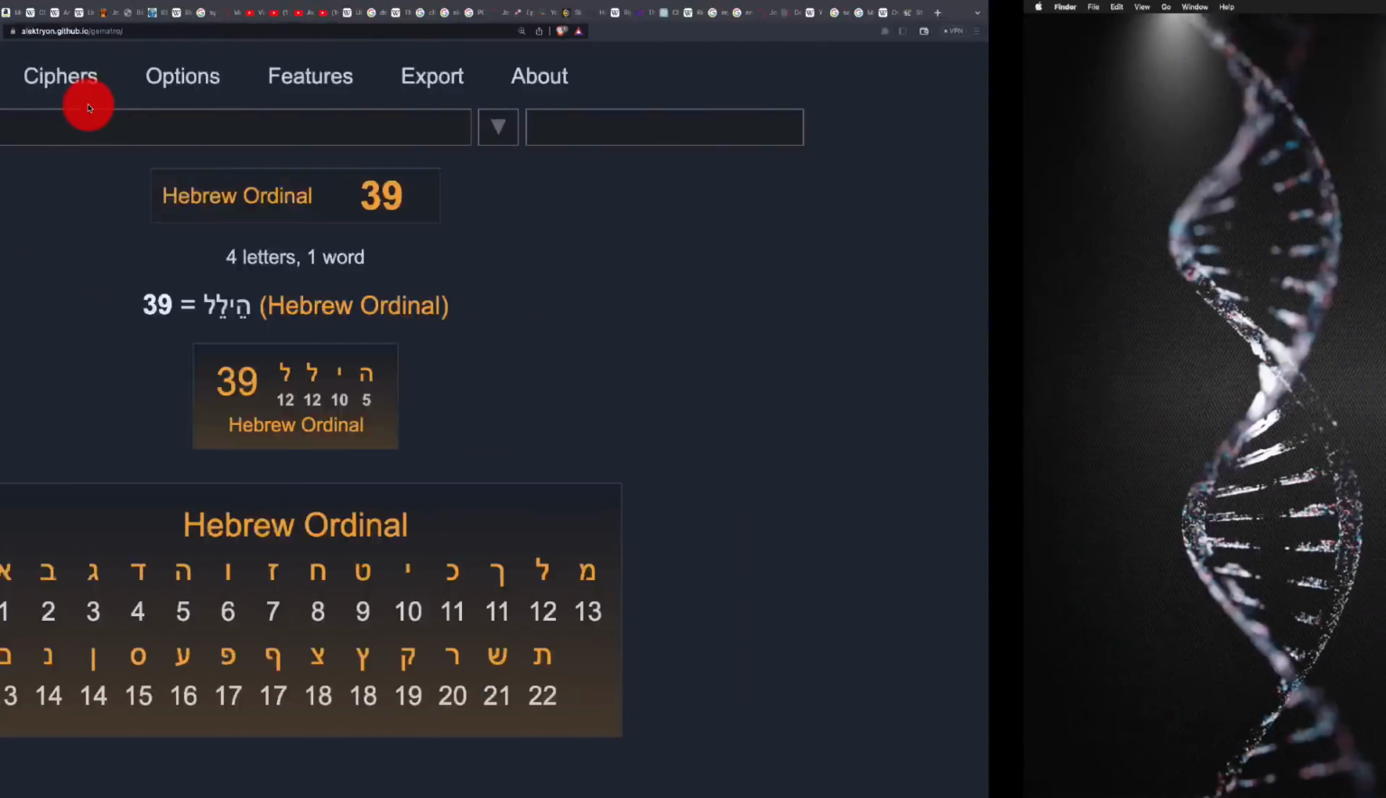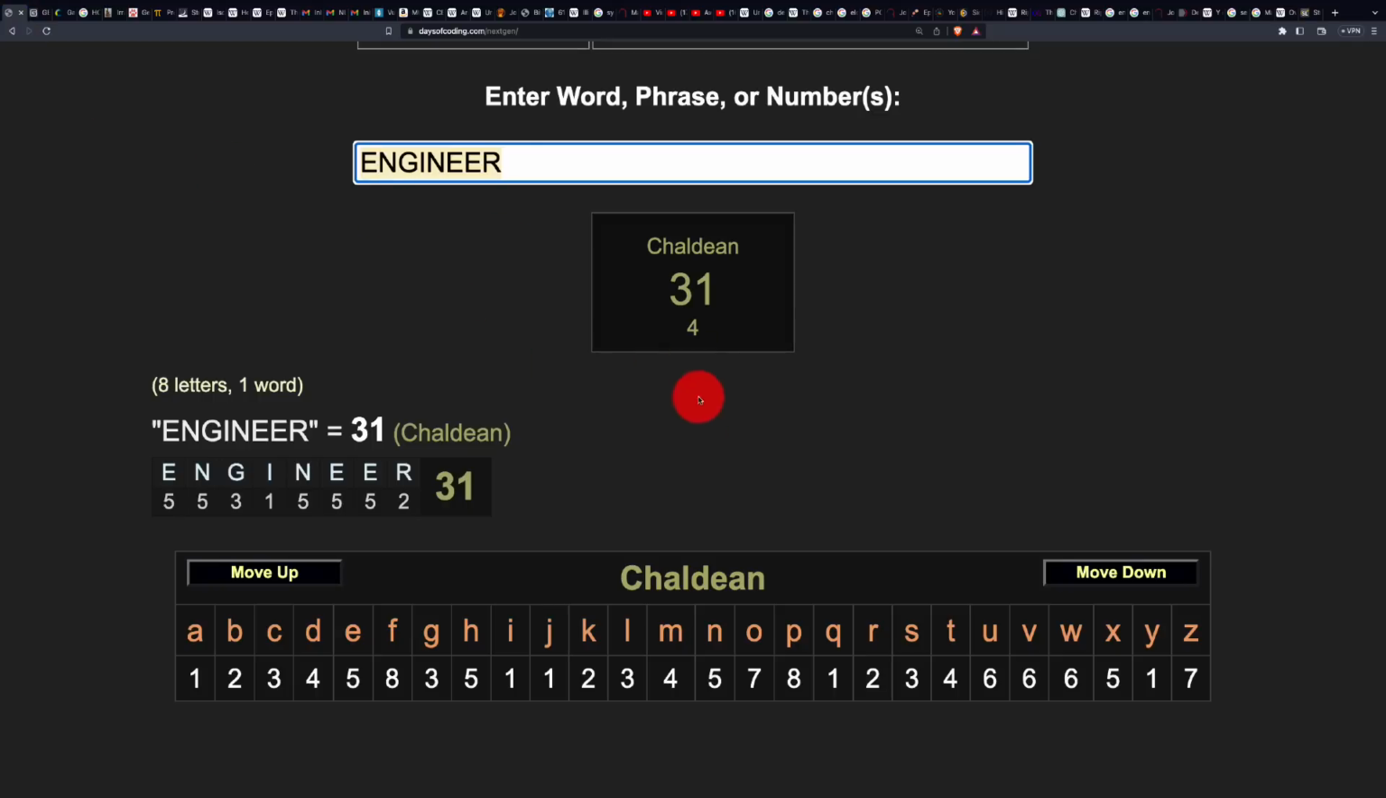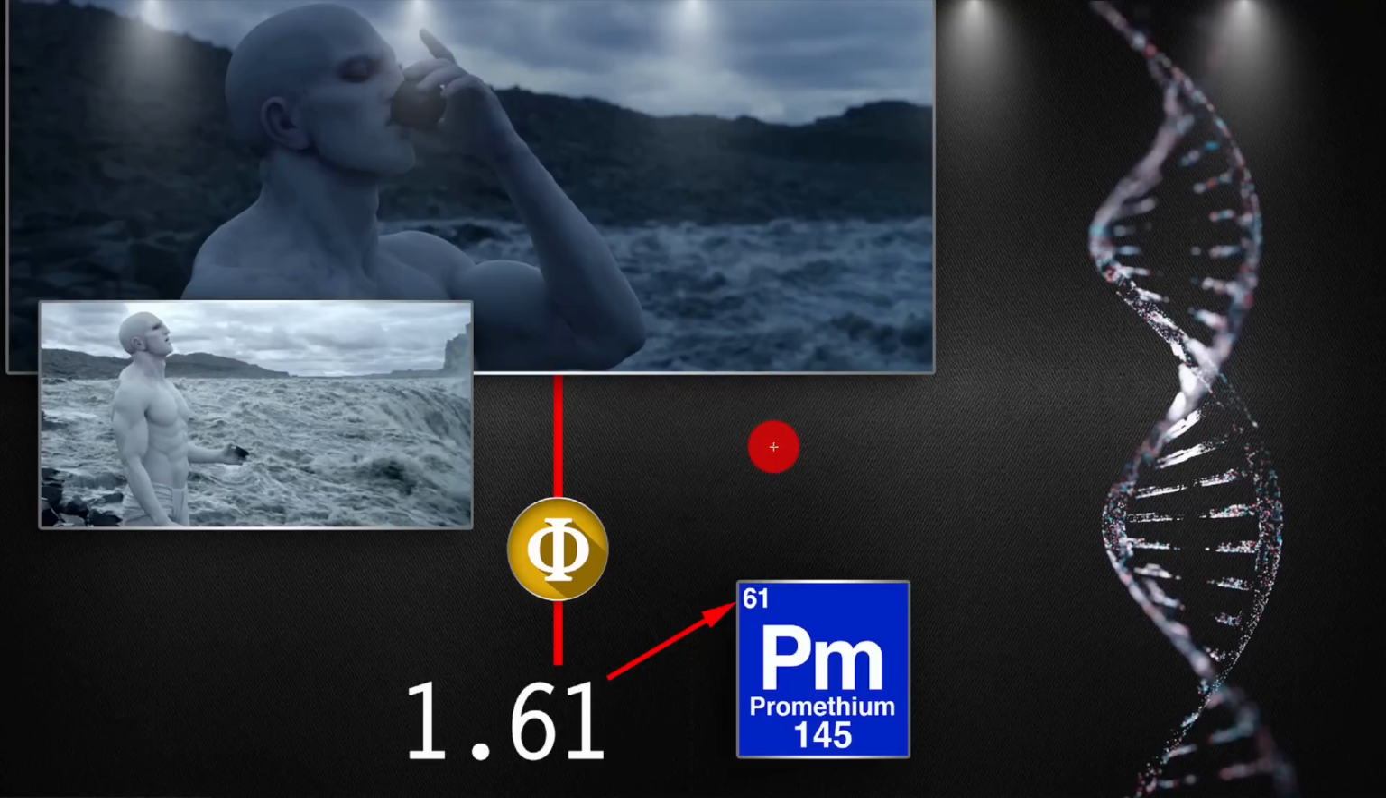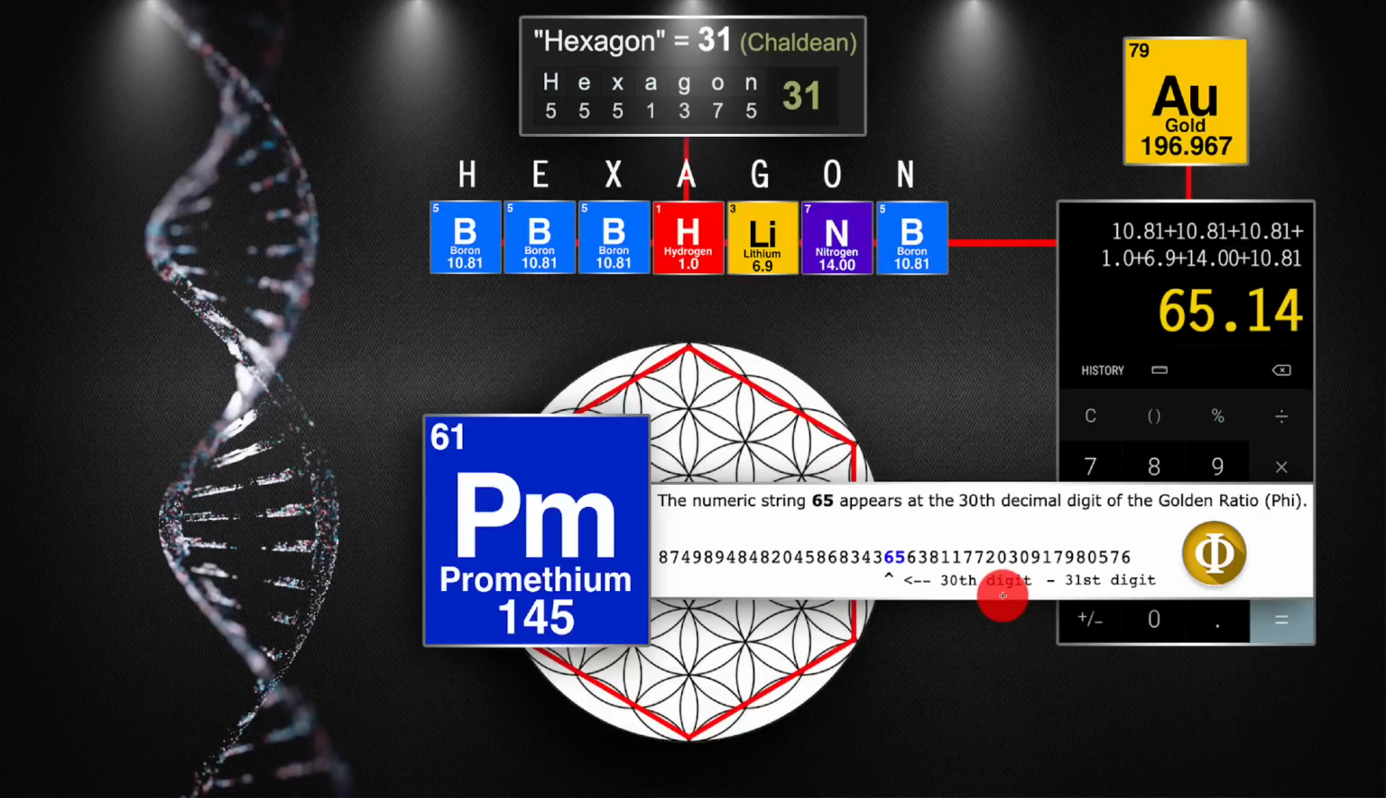When you go to numerology, engineer is 31, which is the same thing that's tied to the hexagon. I mean, is that an accident? Of course not. 3.1, 31 is 3.1, that's pi. Pi and phi, 4.75. 75 is Lucifer, 4 is the building blocks of life. I mean, there's so many other ways to look at this thing here.